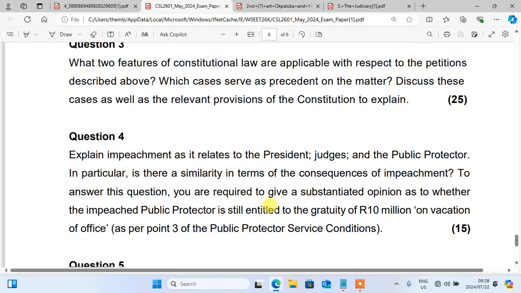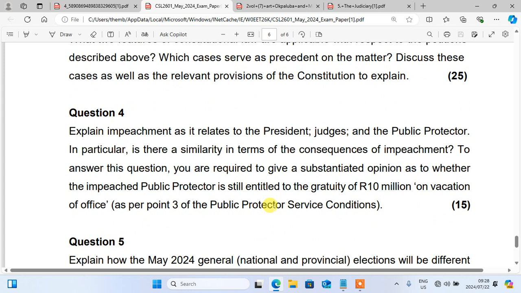Okay, now today when we start with the CSL, let's start with explaining the impeachment. Today we will explain the impeachment of the judges. We will start with the impeachment of the judges.